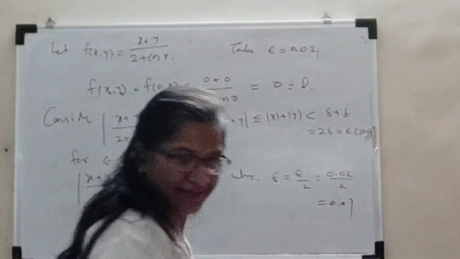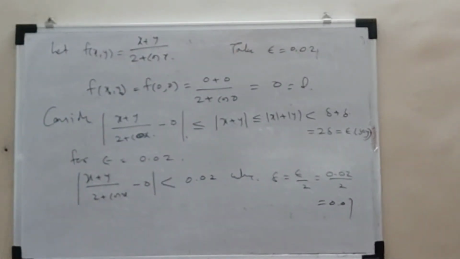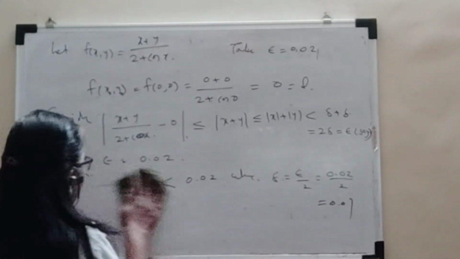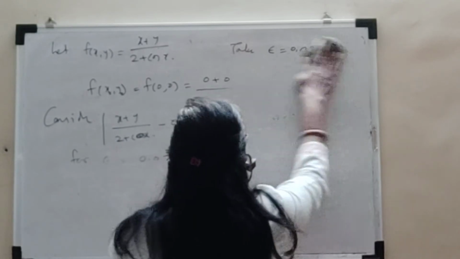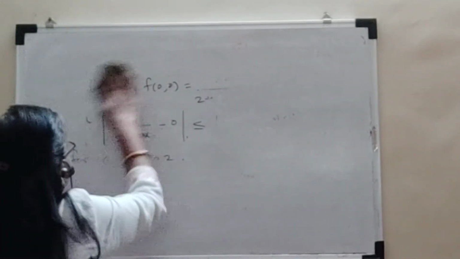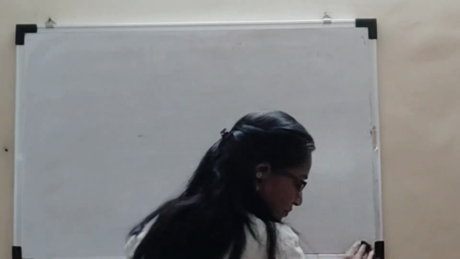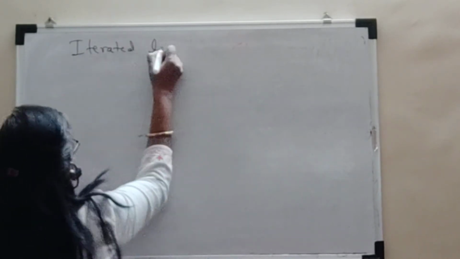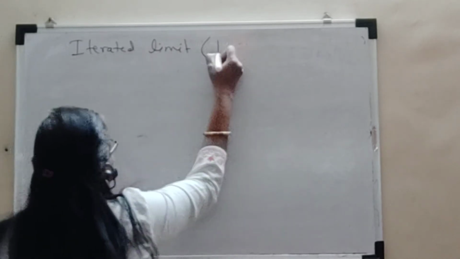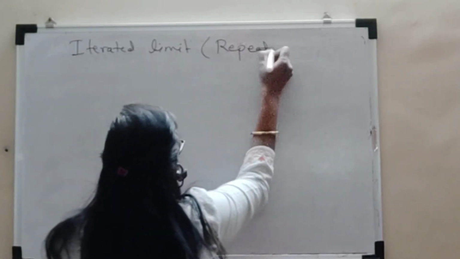Now one more concept is there, the iterated limit. So what is that iterated limit? It is different from the simultaneous limit. Let us illustrate it. We try to find the iterated limit. This iterated limit is also called the repeated limit.